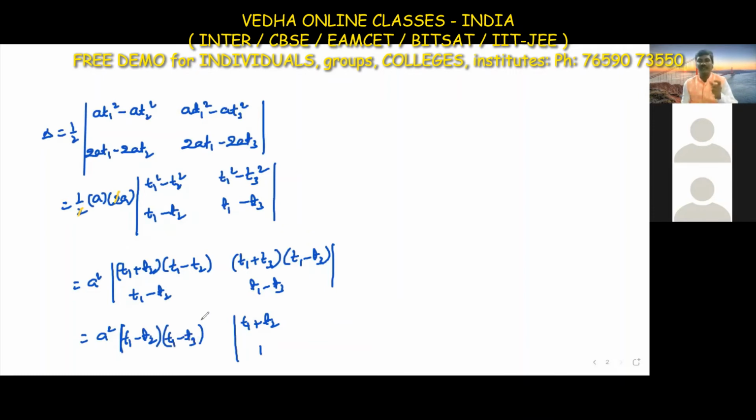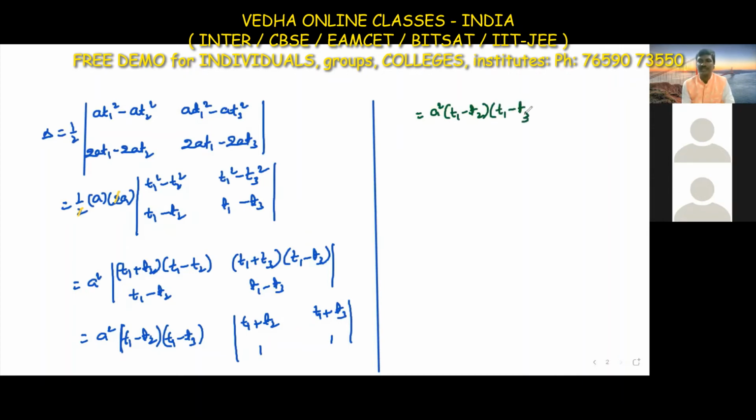t1 minus t3, I am taking common from the second column. What is remaining other than t1 minus t3? We get t1 plus t3, and t1 minus t3 common means we get 1. Okay, so if we take the remaining part of this, we get this equals a square into (t1 minus t2) and (t1 minus t3).